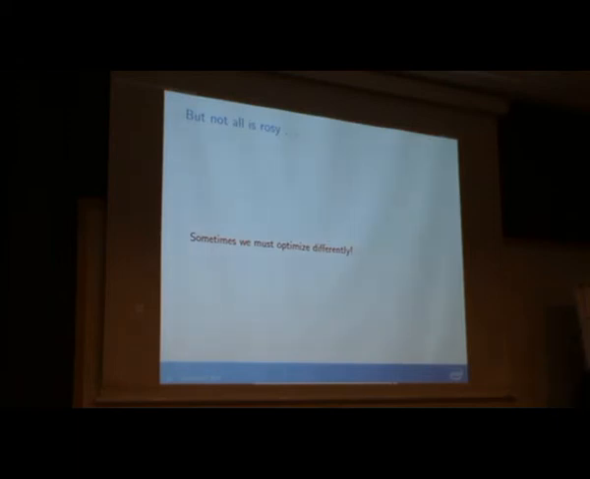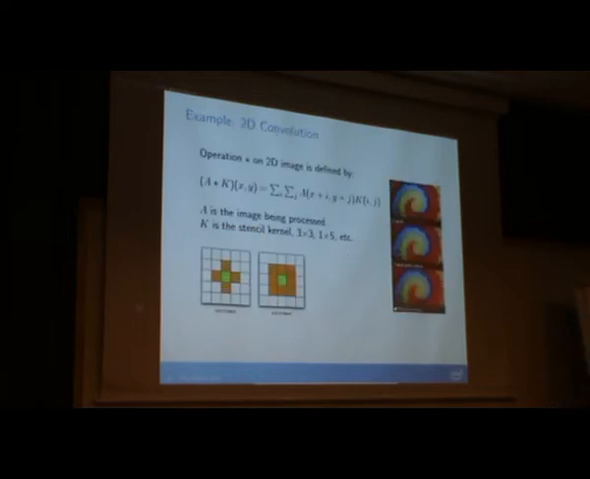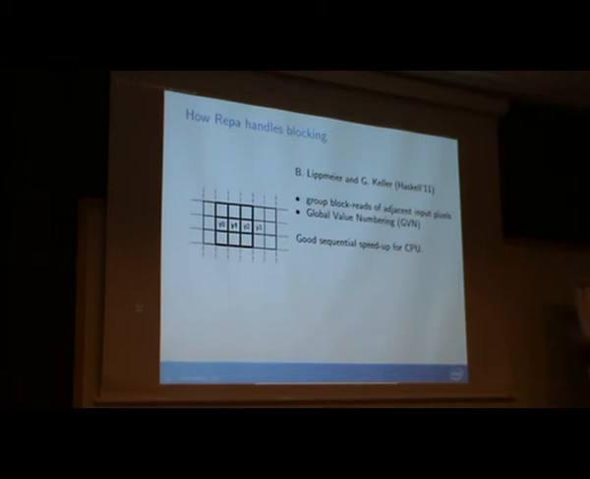But not always rosy. Sometimes we must optimize differently. Since I'm running a little bit over time, this is an example of 2D convolution. Basically, you compute the new value of a pixel based on the surrounding pixels. There's a very nice Repa paper talking about optimizations for CPU, so that if you group this block computation together, you can actually save on the memory reads. So this is great for sequential speed up on CPU, because it is cache friendly.